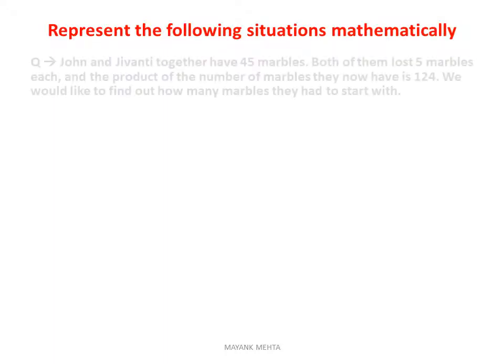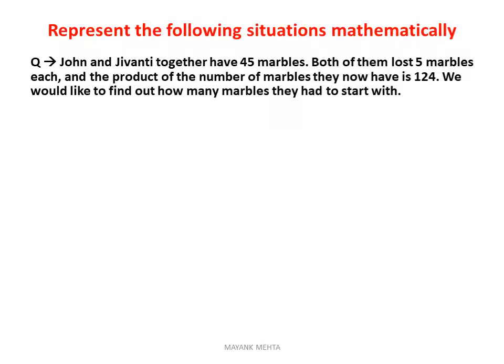Now represent the following situations mathematically. If you are given a problem sum and you want to find the mathematical algebraic form of that situation, how will you do that? So here is the question: John and Jivanti together have 45 marbles. Both of them lost 5 marbles each, and the product of the number of marbles they now have is 124. We would like to find out how many marbles they had to start with.